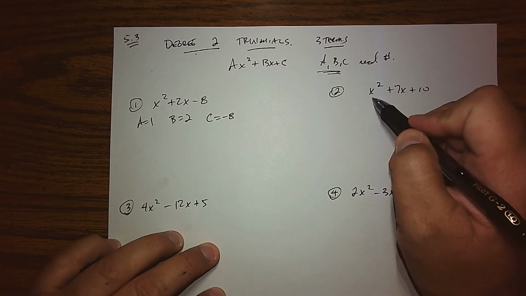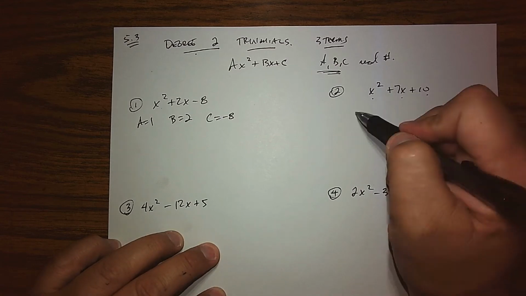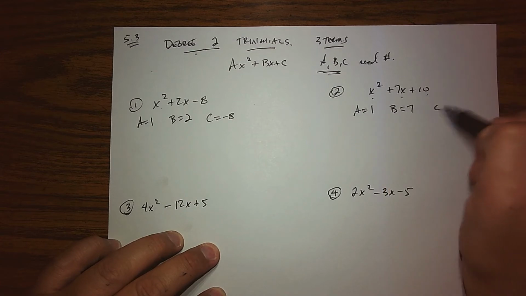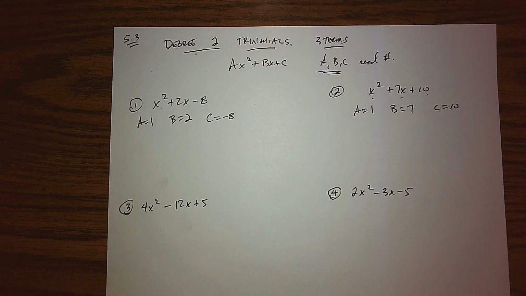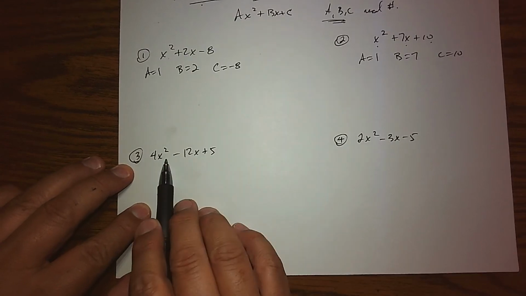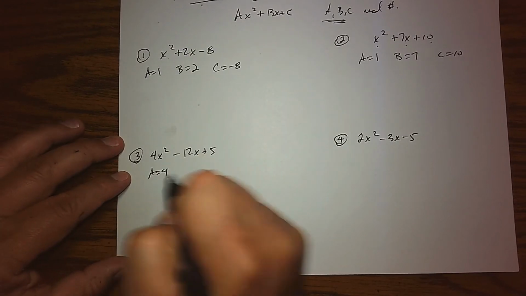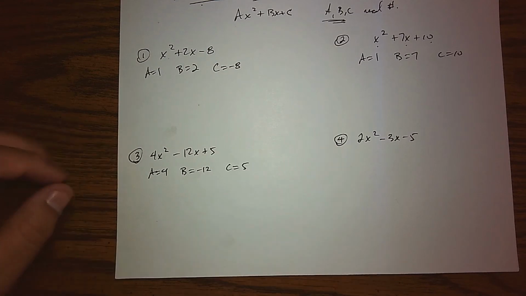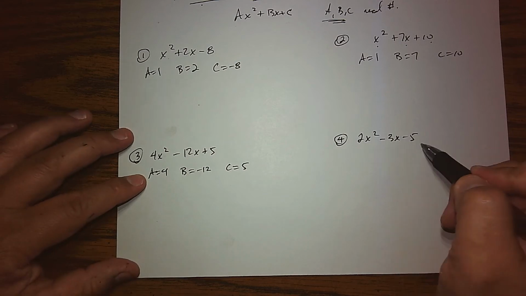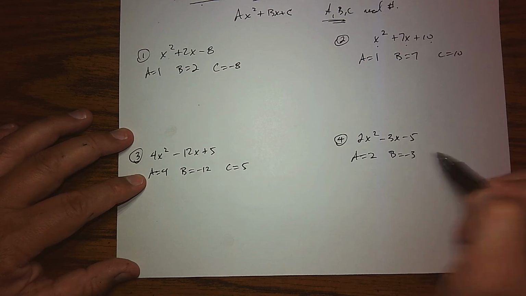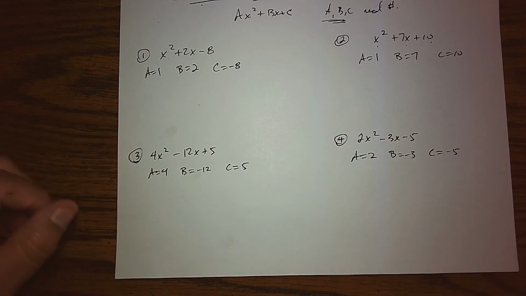For this one right here, again, it's degree 2. It's got 3 terms. So what's a? Well, a is 1, b is 7, and c would be 10. Okay, and on. My next example, again, I have 3 terms. It's degree 2, right? So a is 4, b is negative 12, and c, in this case, would be 5 for that particular one. And then last but not least, degree 2, 3 terms, a is 2, b is negative 3, and c is negative 5.